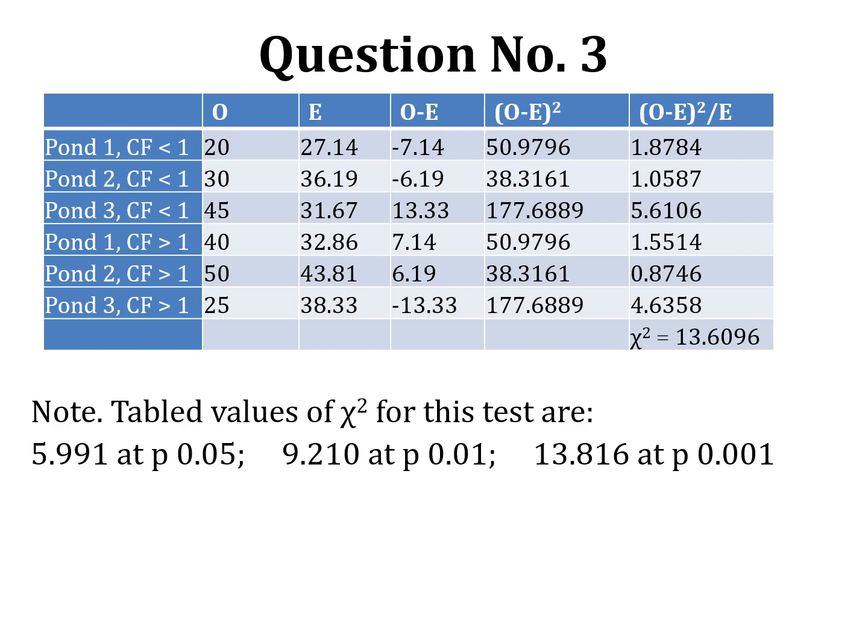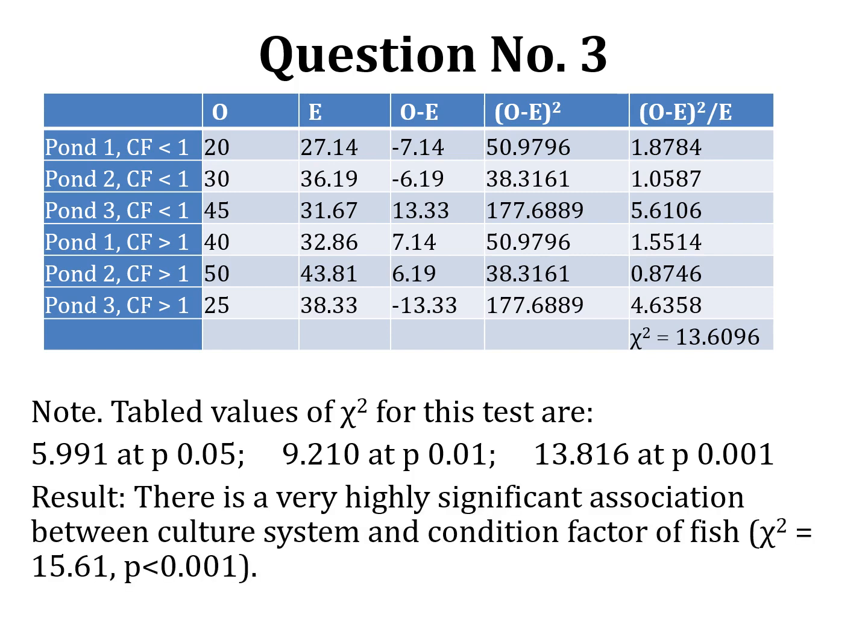And these are table values of chi-square for this test. At probability 0.05, the table value is 5.991. At probability 0.01, it is 9.210. At probability 0.001, it is 13.816. So the result is there is a very highly significant association between culture system and condition factor of fish. Chi-square is 15.61 and probability is less than 0.001. So this is the result.